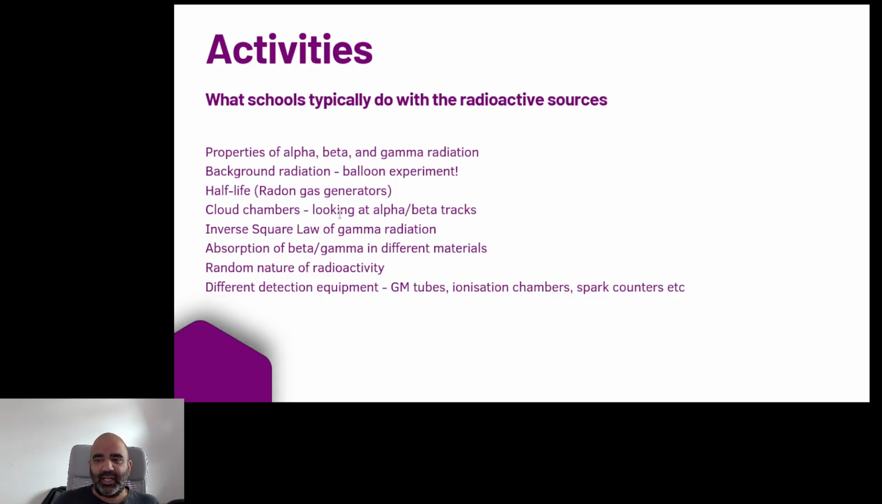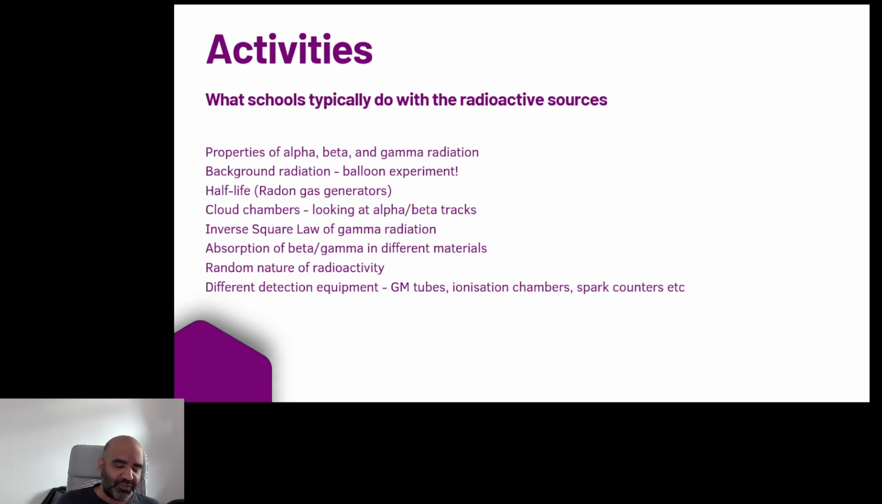In terms of the actual practical activities, this is a really good list of activities that schools can do with the sources. They can show the properties of alpha, beta and gamma. So typically they just show paper blocks alpha by use of a detector which is only sensitive to alpha. So no use using a Geiger-Müller tube here. The spark counter or ionization can's the way to go. So for beta and gamma, they'll do absorption experiments through either aluminium or lead. With gamma, they can study the inverse square law. It's quite a practical, quite a common experiment which is done.